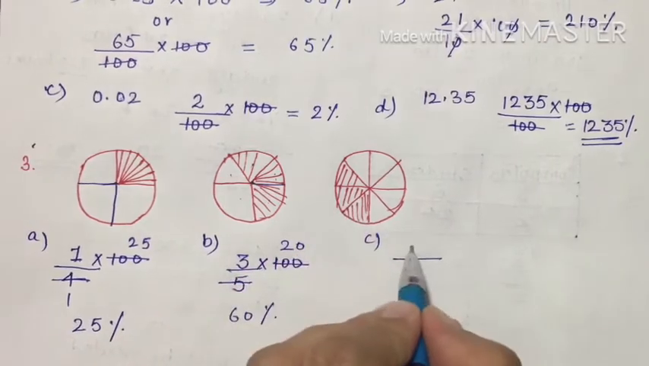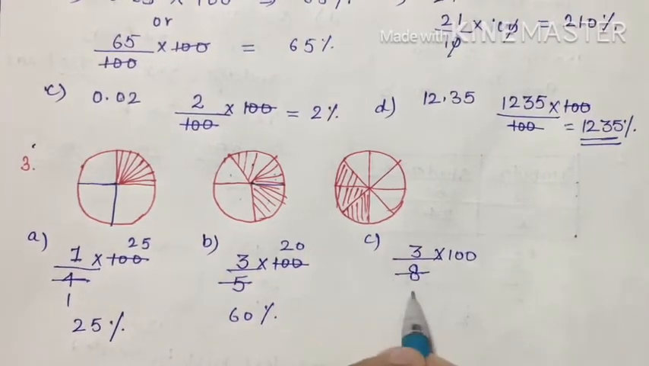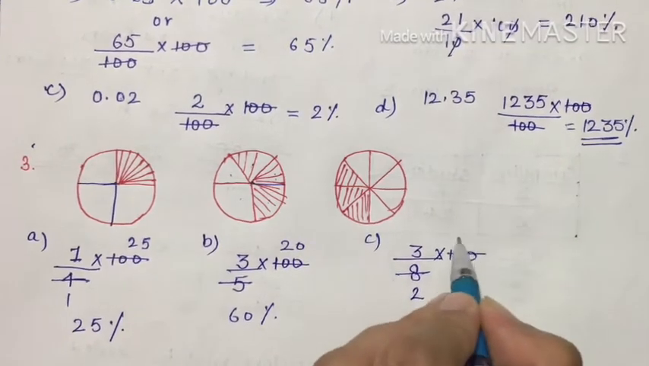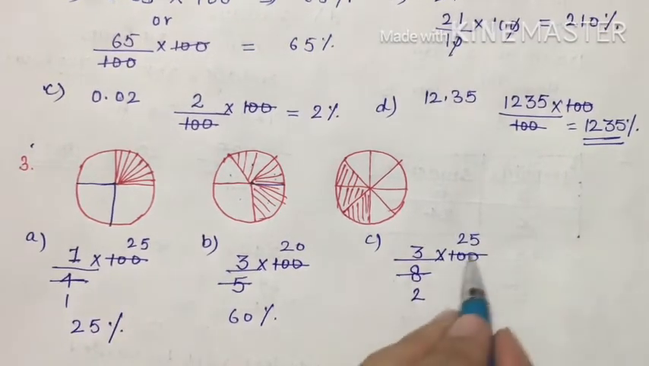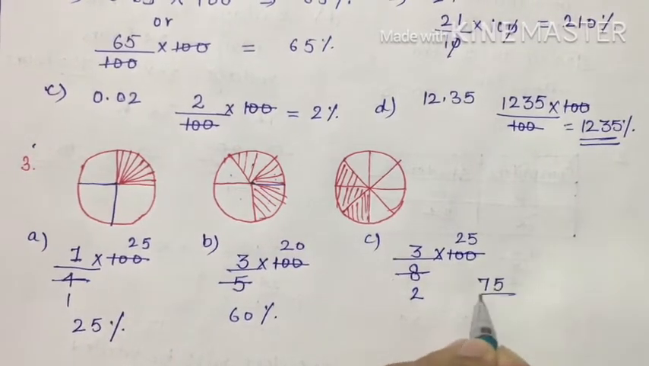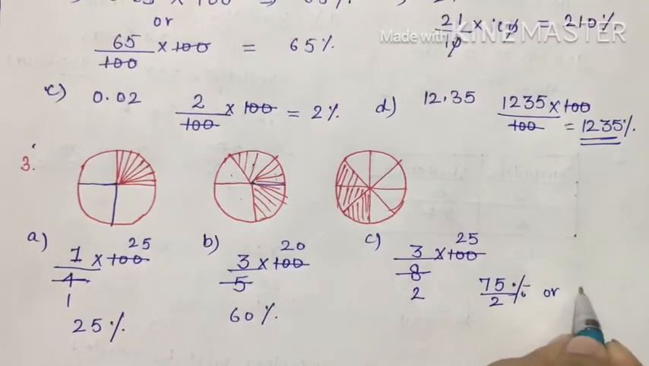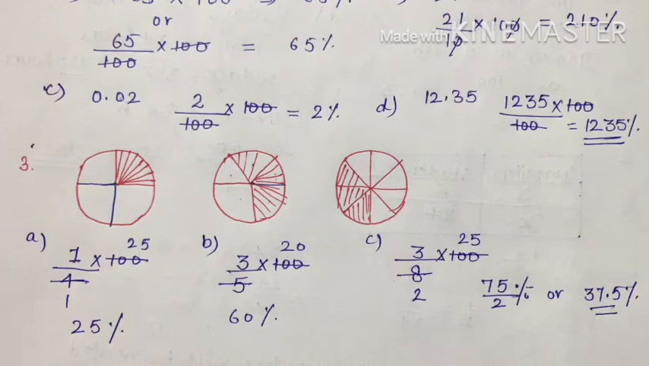There are 8. How many are colored? There are 3. Multiply by 100. By the table of 4 I am cutting. 4 twos are 8, 4 twenty-fives are 100, so here it will be 25. Now no further cutting. So we can multiply 25 times 3, which is 75, divided by 2 percentage. Or if you want to write it in decimal, it will be 37.5%.